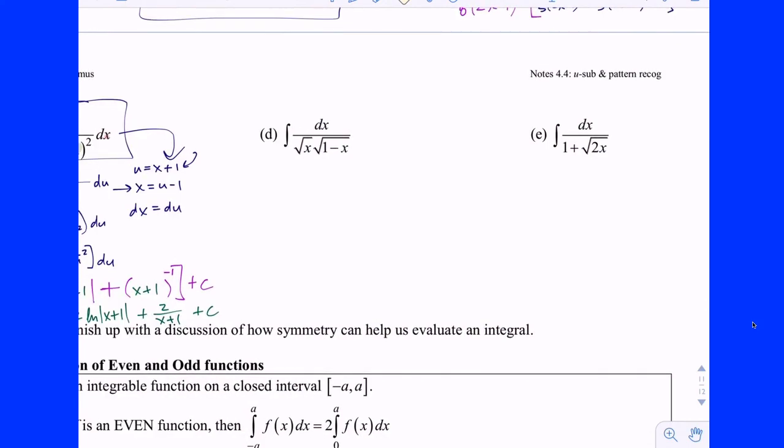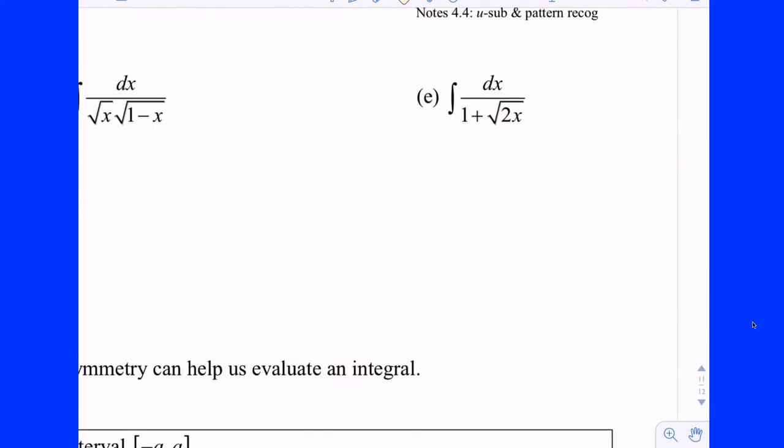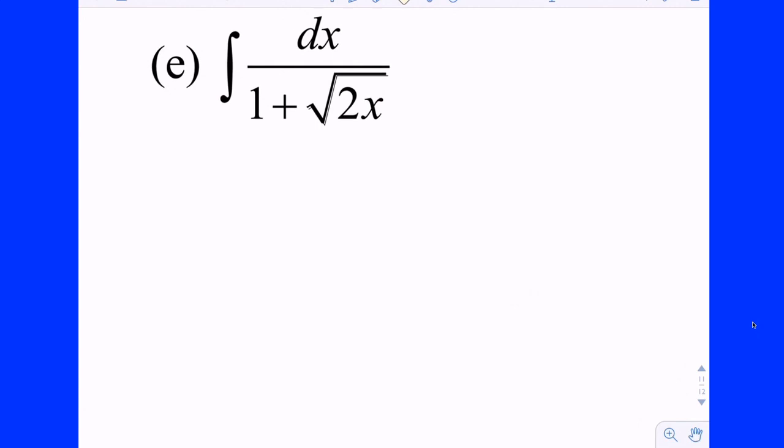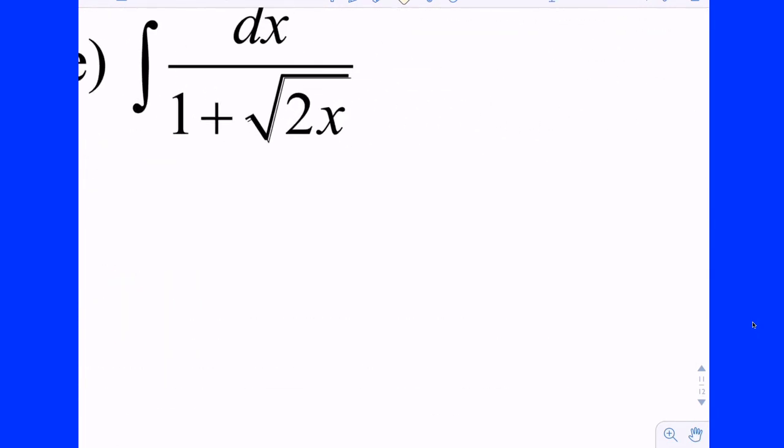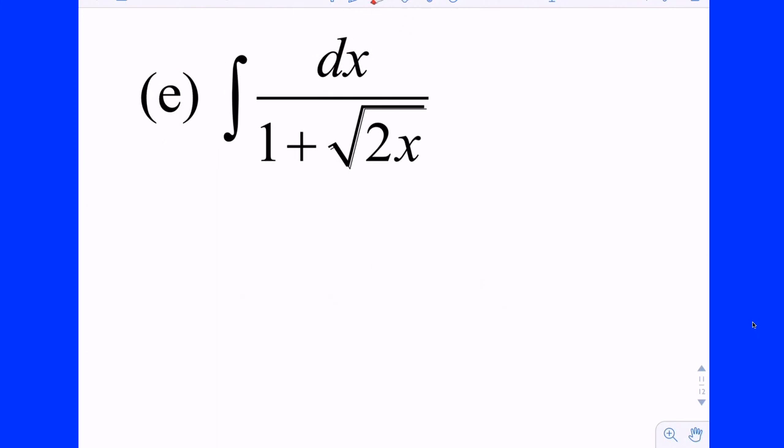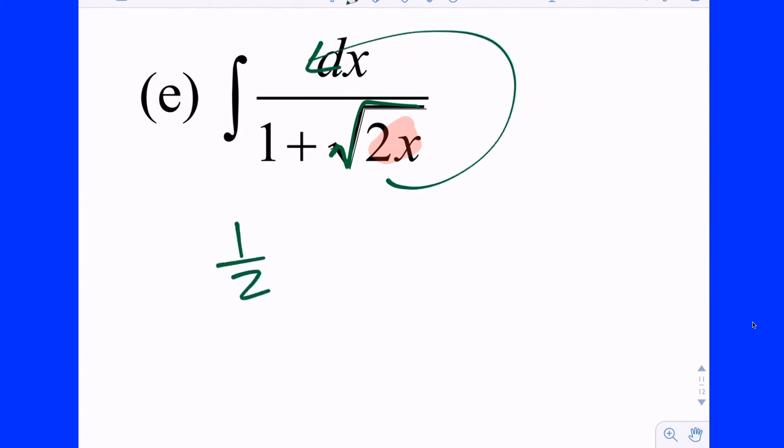If there's time, we'll come back and do D. Let's see if we can squeeze this one in before lunch. Letter E, or should we do D first? E. Okay, good. What would you do first? You would notice, what's the inside function? Oh, 2x. Okay, 2x is inside the radical. So what's the derivative of 2x? 2. We're only off by a 2. So we have a correction of 1/2, and what's the rule of integration?